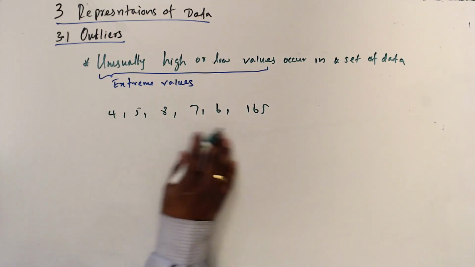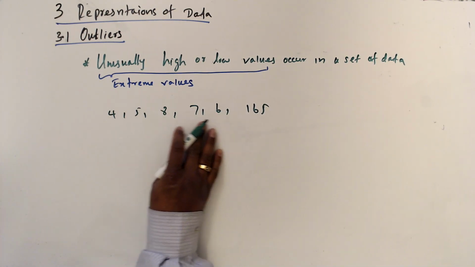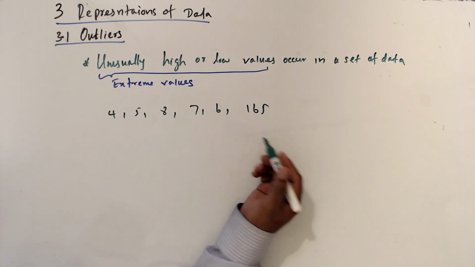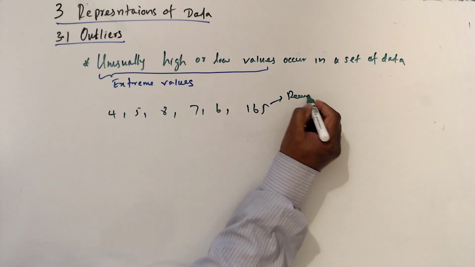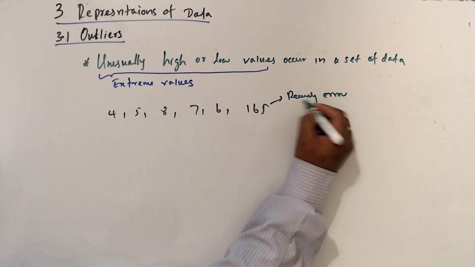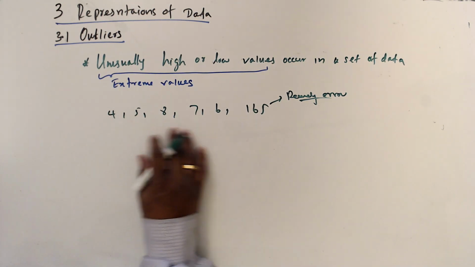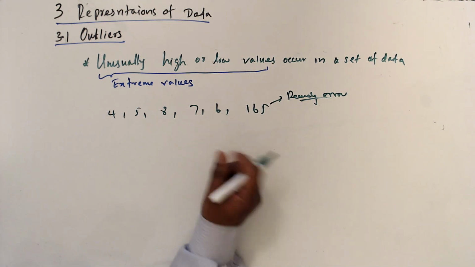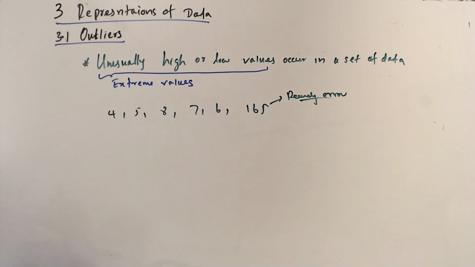Then it is very clear that 4, 5, 8 are all small numbers, and suddenly this is 165. It can be a recording error. When the numbers were recorded, the person who was making the records made a mistake. Sometimes it could be natural, but it depends on the data set.